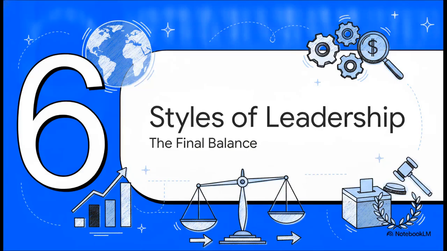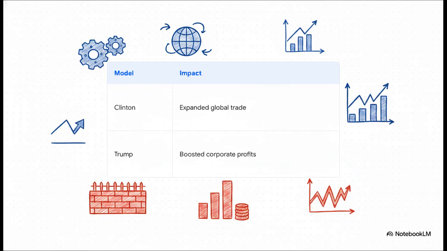And finally, we arrive at Section 6, Two Styles of Leadership, the Final Balance. Let's zoom out and look at the overarching macroeconomic and global impacts of these two radically different philosophies. When you look purely at the macroeconomic outcomes side by side, it's striking. Clinton's internationalist approach deeply integrated the U.S. into global markets, which helped usher in a truly historic economic expansion.